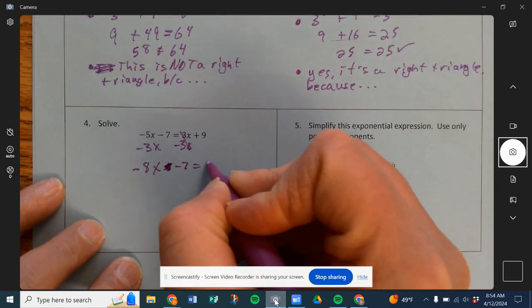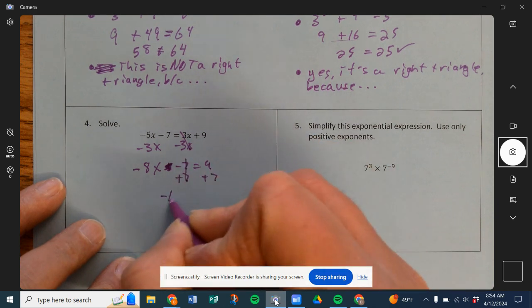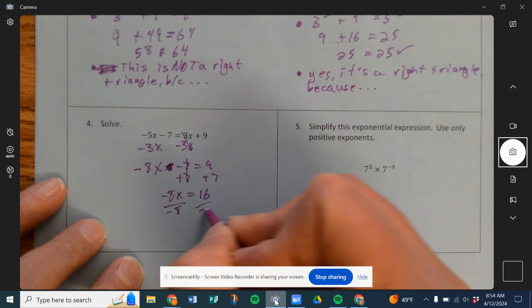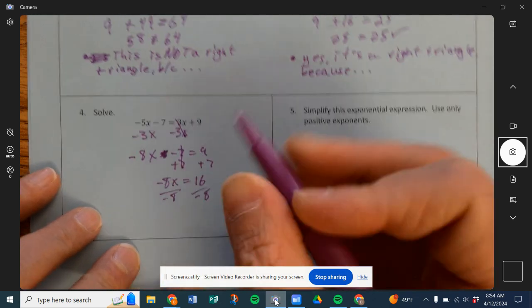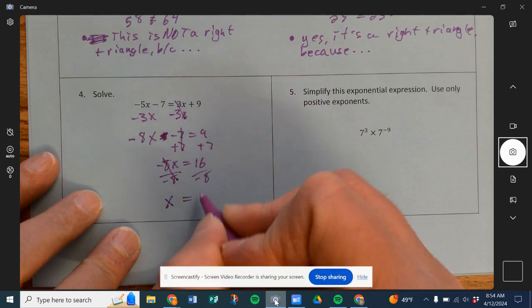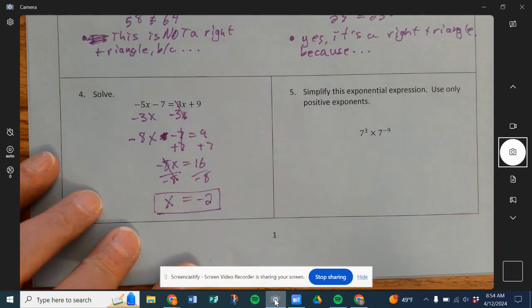minus 7 equals 9. I've got this minus 7. The inverse or opposite of that is addition. So I get 16 right here. I'm going to divide by -8 because that's the opposite of the multiplication that's happening between that -8 and the x. Cancel out to get to 1. 1x is the same as x. 16 divided by 8 is 2. Since that's a -8, it's a -2.